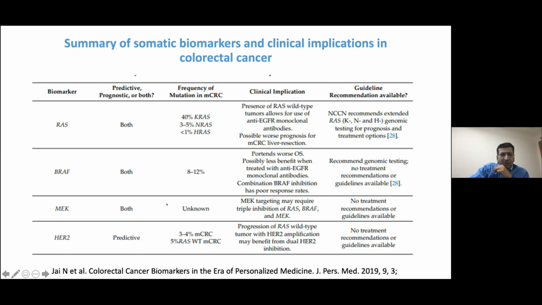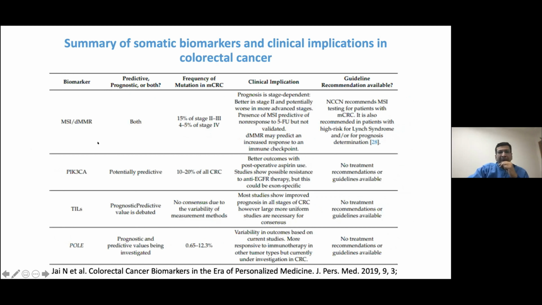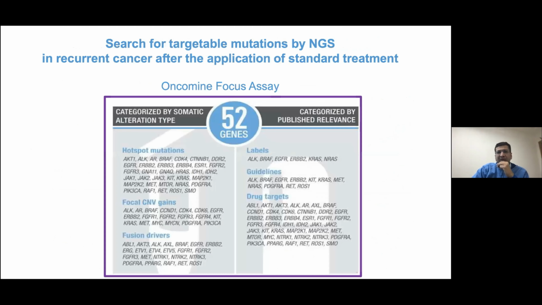MET, we do not know the significance as of now. HER2 is predictive, though not prognostic, but may become prognostic for EGFR therapies. The other is MSI: approximately 4 to 5% of stage 4 patients have MSI high, and 15% of stage 2 to 3. So for prognosis, again, we discussed 5-FU resistance and the scope to manipulate with immunotherapy. Then the rest, other mutations like PIK3CA, POLE, POLD, as of now, we don't have a standard recommendation to do the testing.